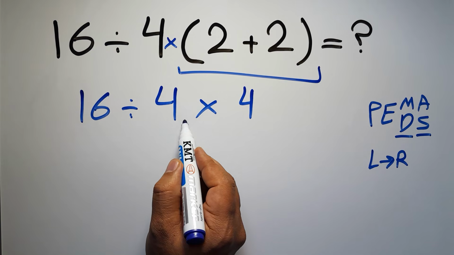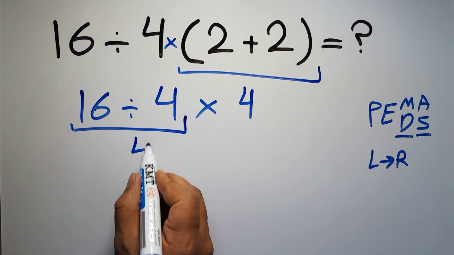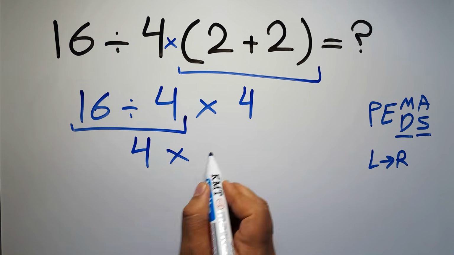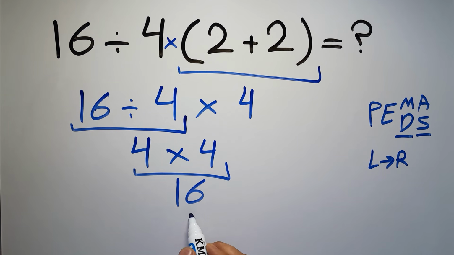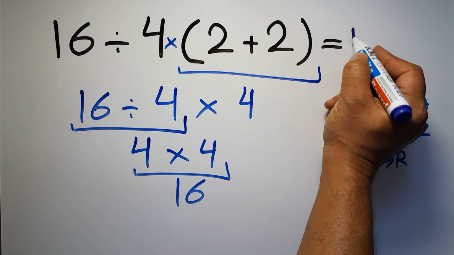16 divided by 4 gives us 4. So 4 times 4 equals 16. And this is our final answer to this problem. The correct answer is 16.